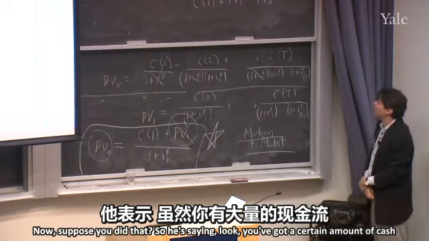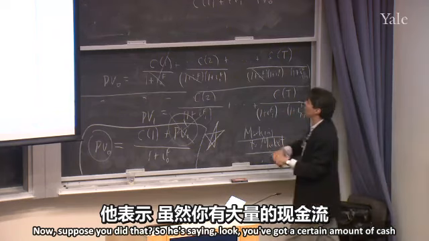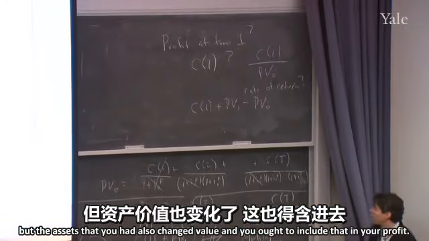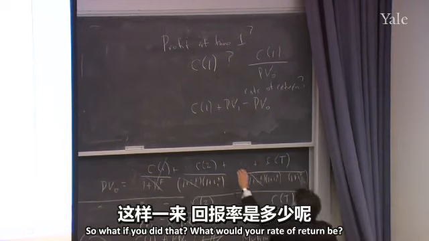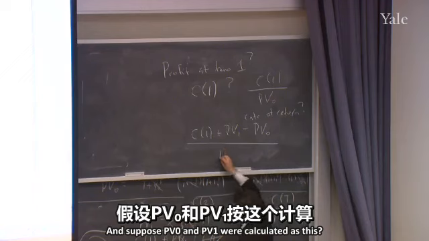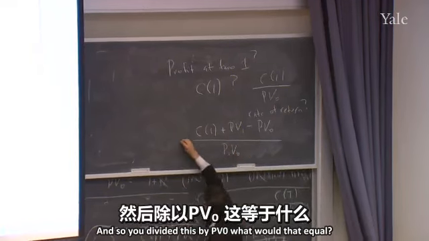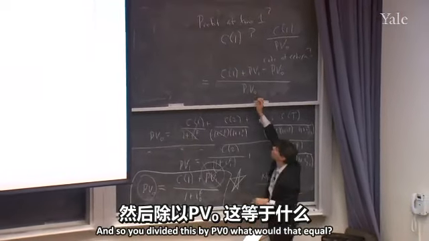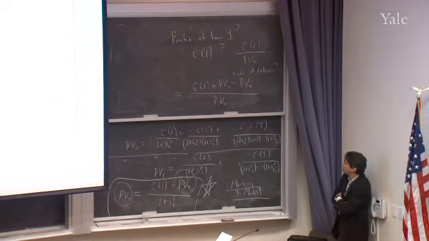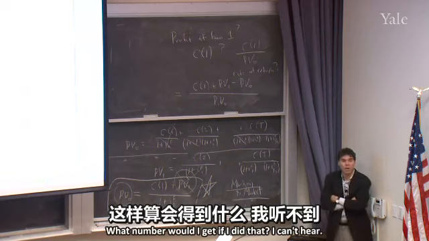Now, suppose you did that. He's saying, look, you got a certain amount of cash, but the assets that you had also changed value, and you ought to include that in your profit. So what if you did that? What would your rate of return be? Suppose PV0 and PV1 were calculated as this, and you divided this by PV0, what would that equal? What number would I get if I did that?